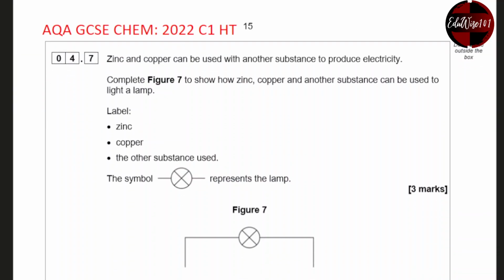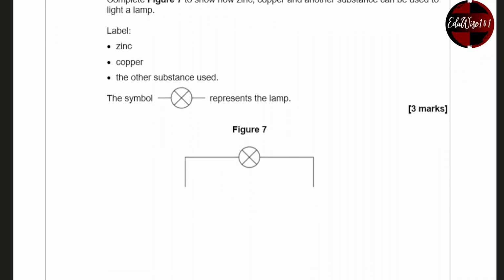Zinc and copper can be used with another substance to produce electricity. Figure 7. Complete figure 7 to show how zinc, copper and another substance can be used to light a lamp. Label zinc, copper and the other substance used. So you have a lamp, and zinc is going to be a metal, copper is also going to be a metal. The other substance needs to be an electrolyte.